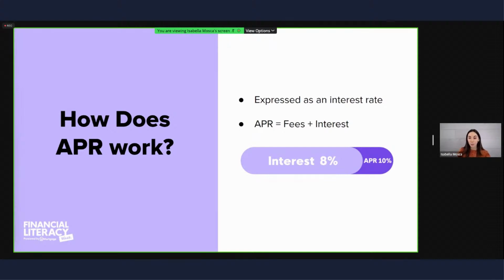As it works in tandem with interest rates, you'll also see APR displayed as a percentage. For example, if you are looking at a contract for a credit card, you will see that they display interest and also APR. A typical example of this will be that the interest rate is displayed at 8% and the APR is 10%, like in our example on the screen.